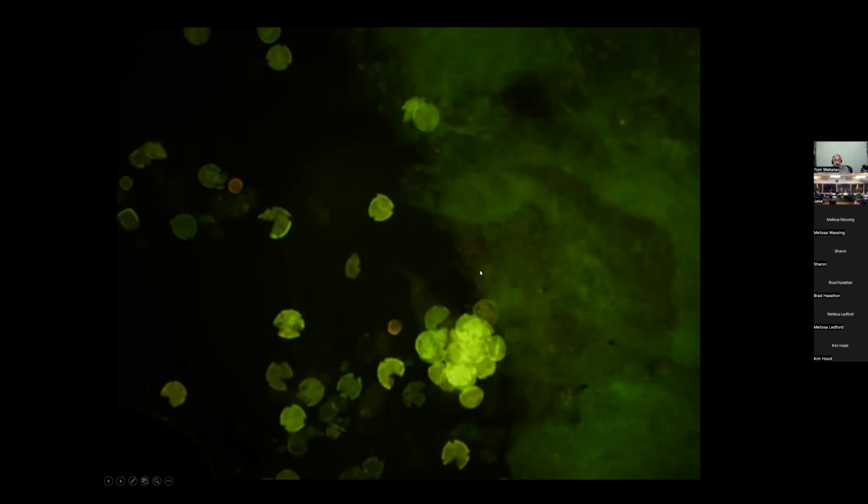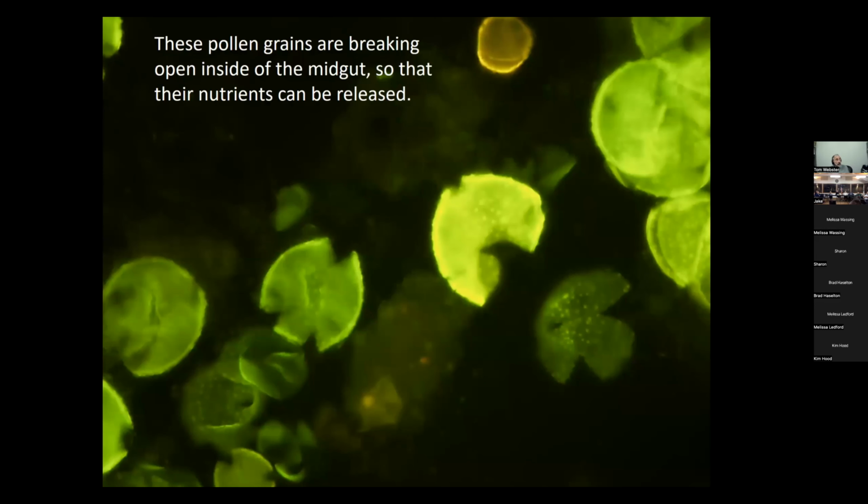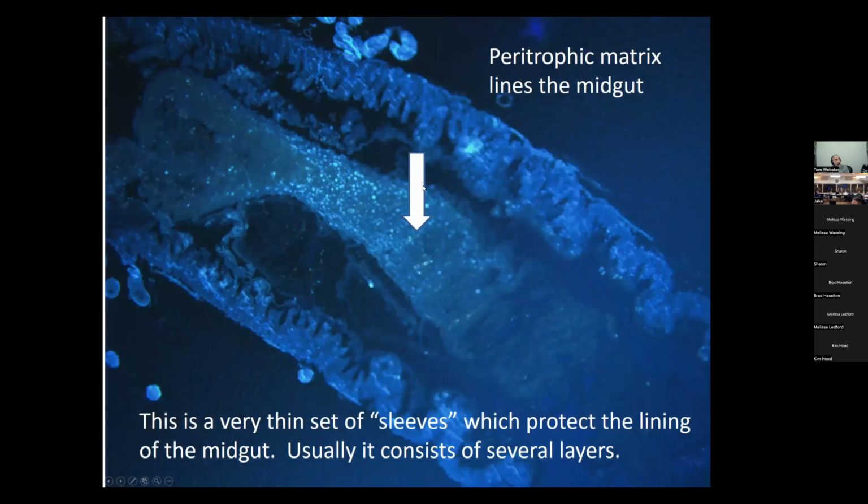It's part of them having a pollen diet. Here's another close-up view of these pollen grains. Now these are glowing because we put a special stain on them that makes them glow under ultraviolet light. They don't normally glow. It just helps us to see them a little bit better.